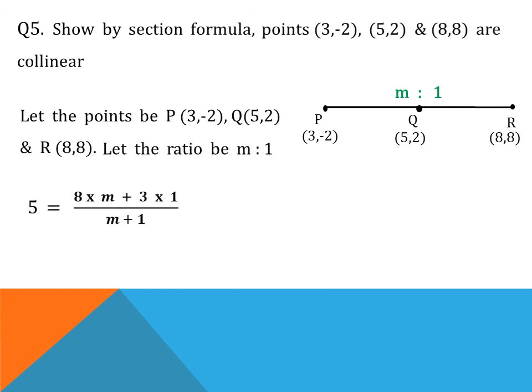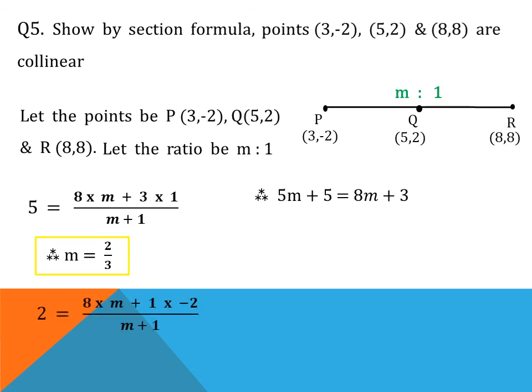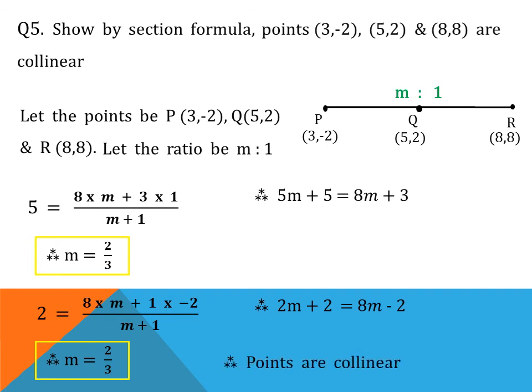Solving further, we have m = 2/3. Similarly for the y coordinate, we'll have 2 = (8m - 2) upon (m + 1). So again we have the value of m as 2/3 only. Since the value of m is equal in both cases, that means that point Q is dividing this segment in a particular ratio. Any point can divide a particular segment only if it is lying on that segment. So this shows that Q lies on the segment PR, and hence the three points are collinear.